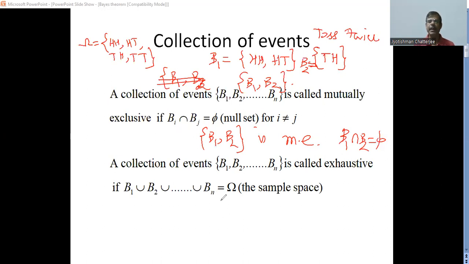However, the same collection B1 and B2, is it exhaustive? Is their union the whole of the sample space? The answer is no, because their union gives only HH, HT, and TH, but it doesn't give you TT. That's why this collection B1 and B2 is not exhaustive.